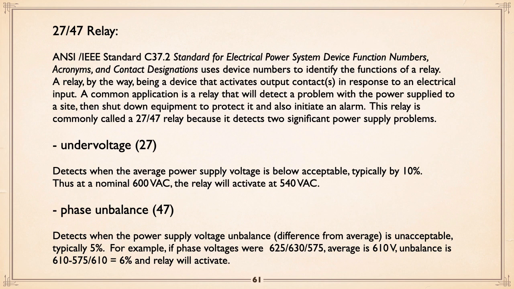Typically, for example, if you've got 600 volts and it sees the voltage drop to 540, that relay will trip, either open or close the contact. Mostly open, so that it's fail-safe.